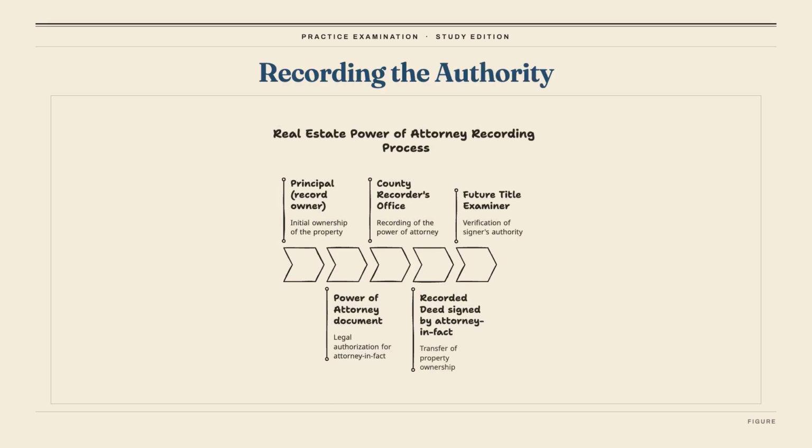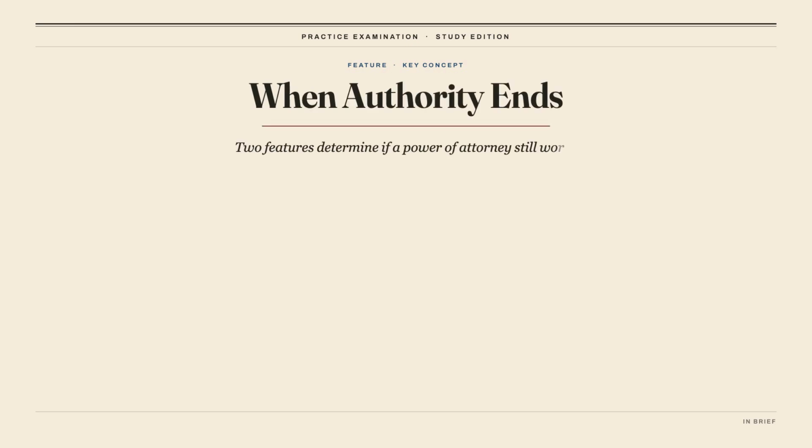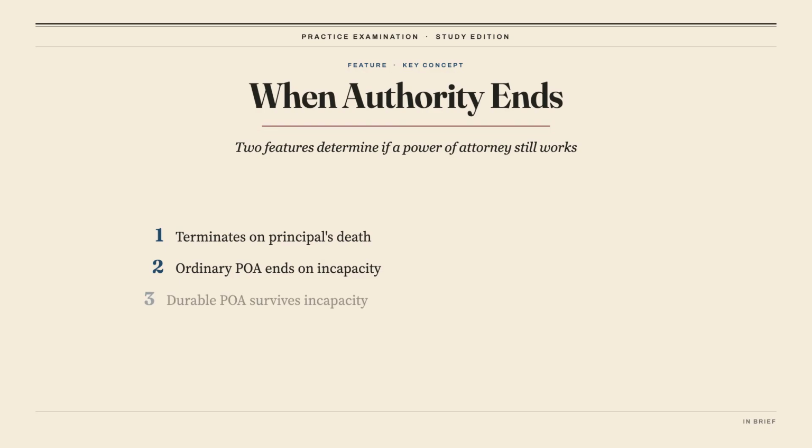A power of attorney used to convey real property must ordinarily be recorded in the county where the land lies. This protects the chain of title, so a future title examiner reading a deed signed by someone other than the owner can find the document proving that signer's authority. A power of attorney always terminates on the principal's death, which is why closings confirm she's still living. An ordinary power also ends if she becomes incapacitated, but a durable power expressly survives incapacity, which is why estate planning relies on it. And the attorney in fact must sign in the principal's name while indicating that capacity, so the signature shows the owner acting through her agent.